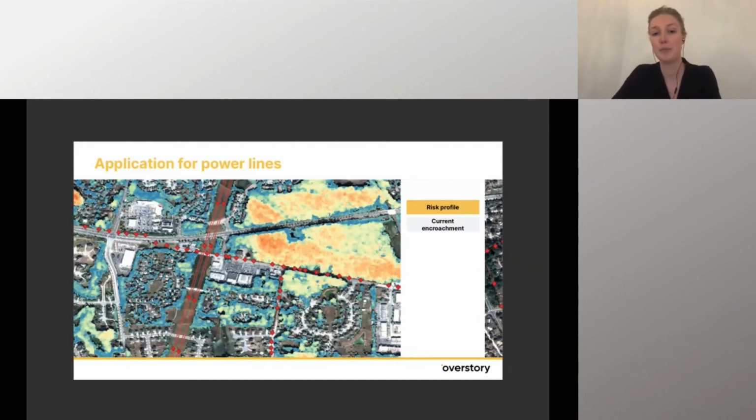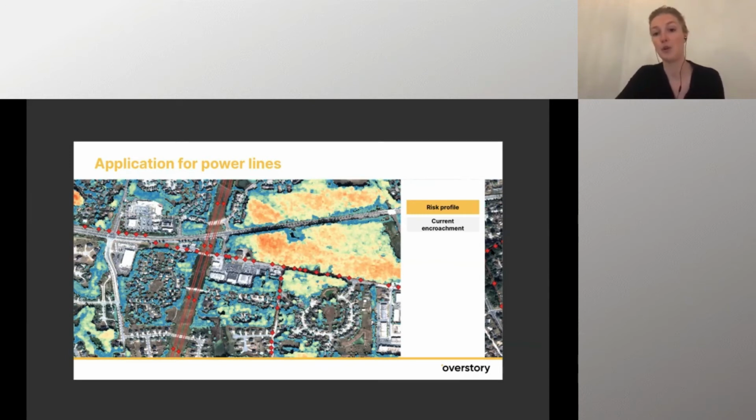So the first step we take in this application for utilities is creating a base map. For this we use stereo data. So we take images from different angles and we extract a map of the current vegetation around the transmission and distribution network.